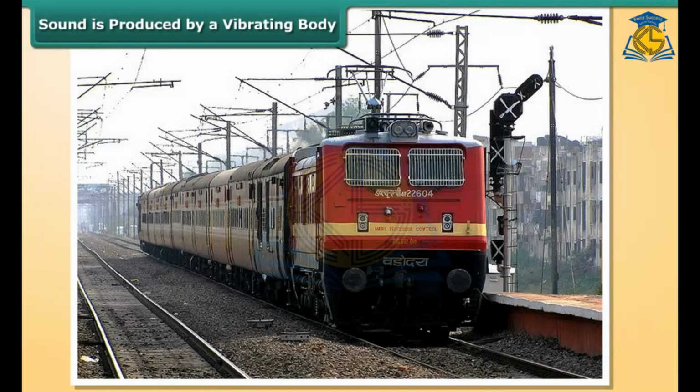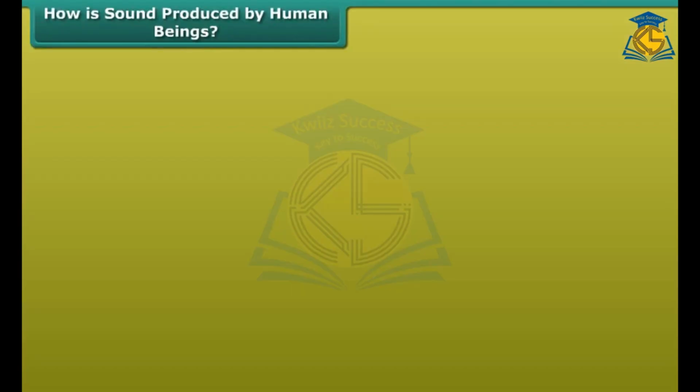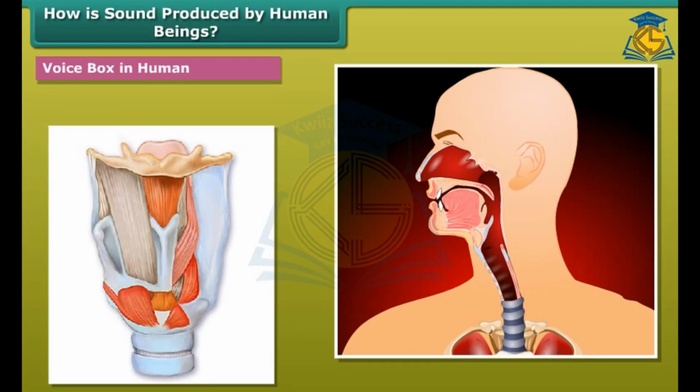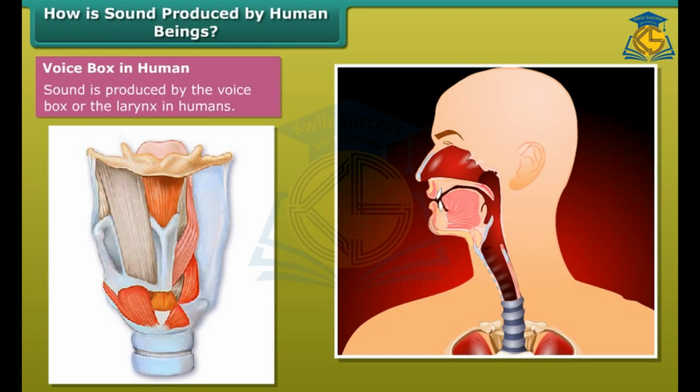After the train crosses the station, if you keep your ear on the rail track, you can clearly hear the vibrations in the rail track. This confirms that sound travels through solids. How is sound produced by human beings? Voice box in human. Sound is produced by the voice box or the larynx in humans.